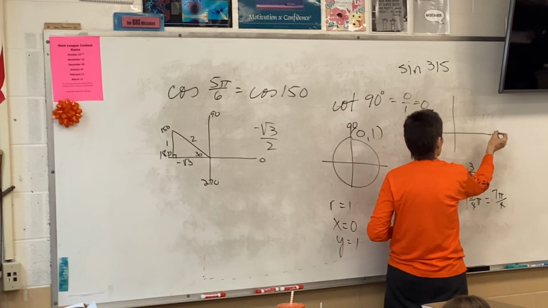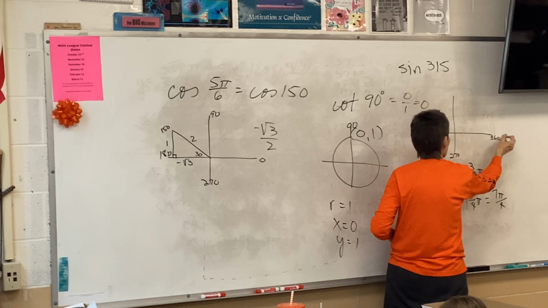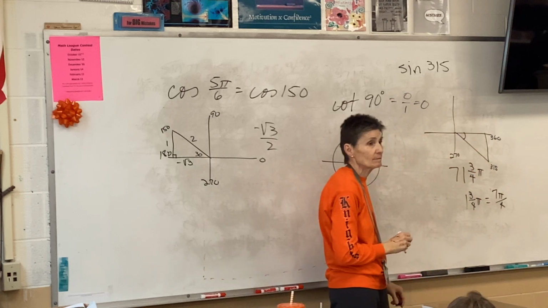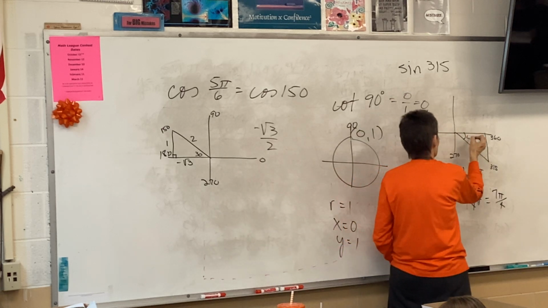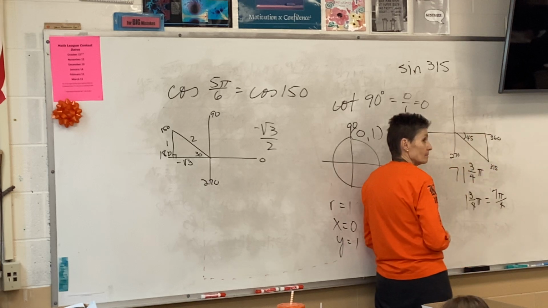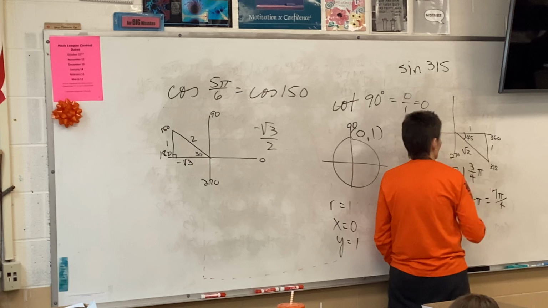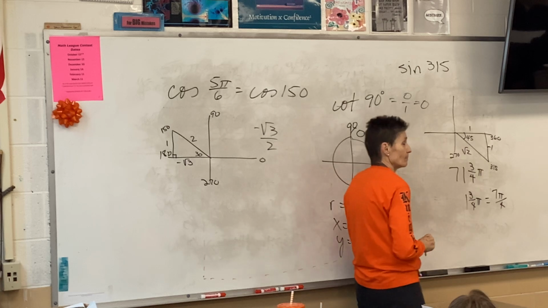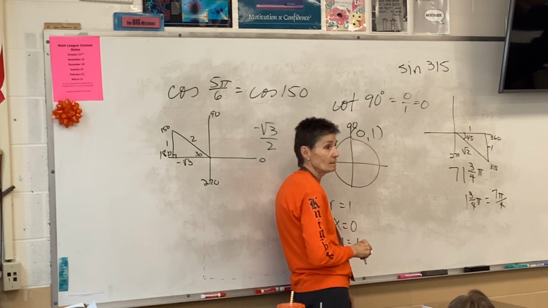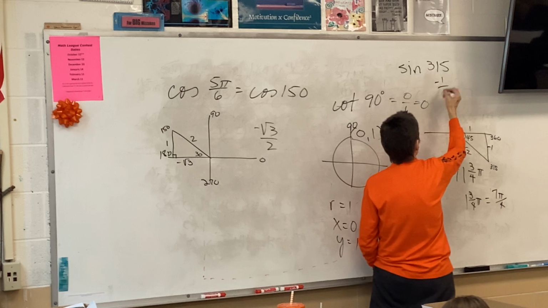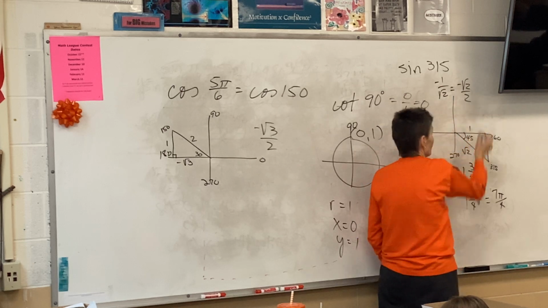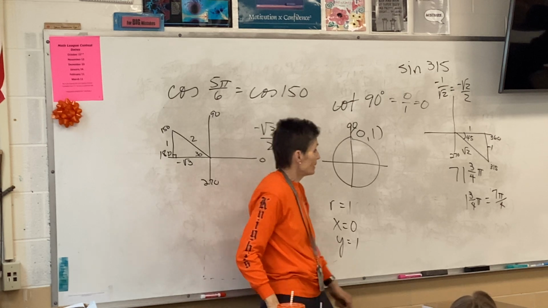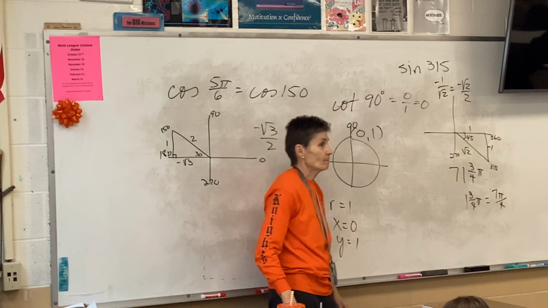Somebody's already said 315 is in quadrant 4. Reference angle is how big? 45. 315 to 360. What's negative? The opposite. This guy right here. I want sine: negative 1 over root 2, or negative root 2 over 2. How'd you find the 315 again? 7 times 180 divided by 4.